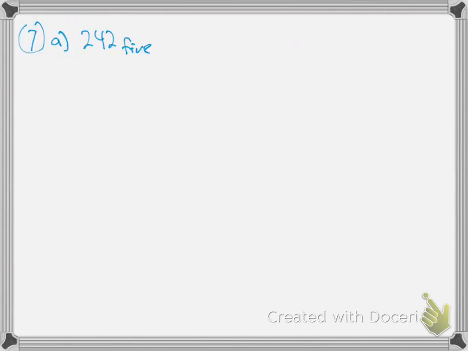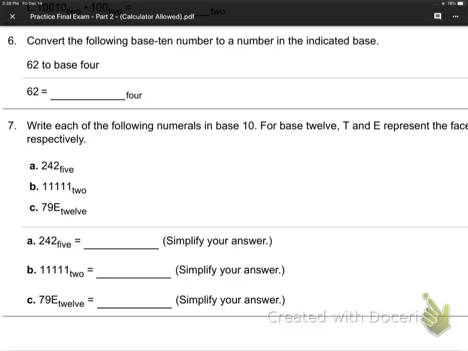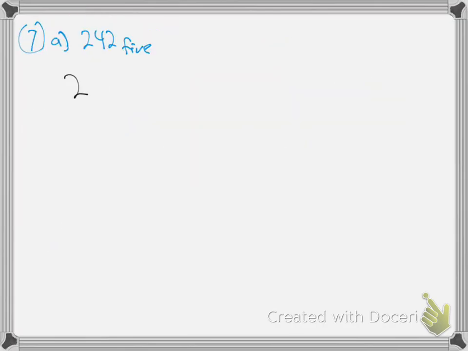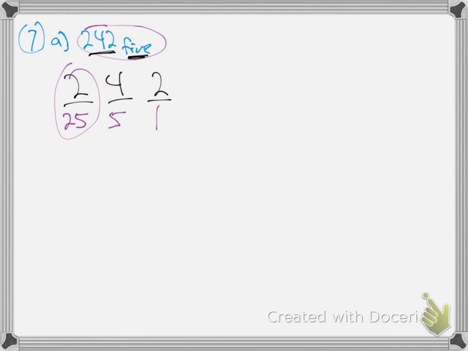Okay, number 7. We're supposed to change 2, 4, 2, base 5, into base 10. Now notice the 5 is written right next to the 2, 4, 2. So that means these numbers already are base 5 numbers. So this is the ones place, as always, times 5, times 5. So that's what it means, right? This first 2 is in the 25s place because this is a base 5 number.